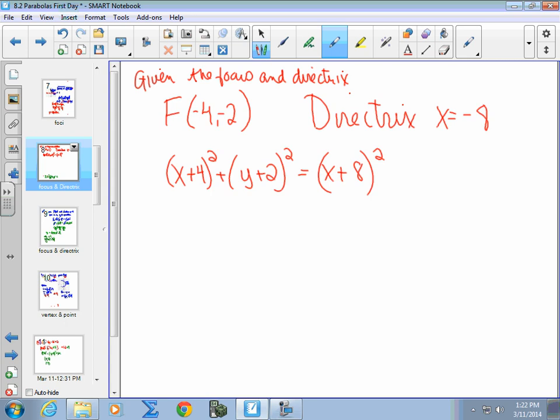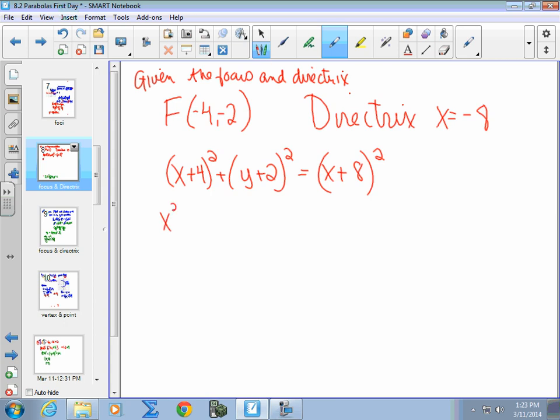The definition of a parabola is based on the fact that there is a focus and a directrix, and it's really about the distance. But up here, you'll notice on one side of the equation, I have x plus 4 squared and plus y plus 2 squared. On the other side of the equation, I have x plus 8 squared. The ones that are alike, you should FOIL. The one that is by itself, you should read just how it is.